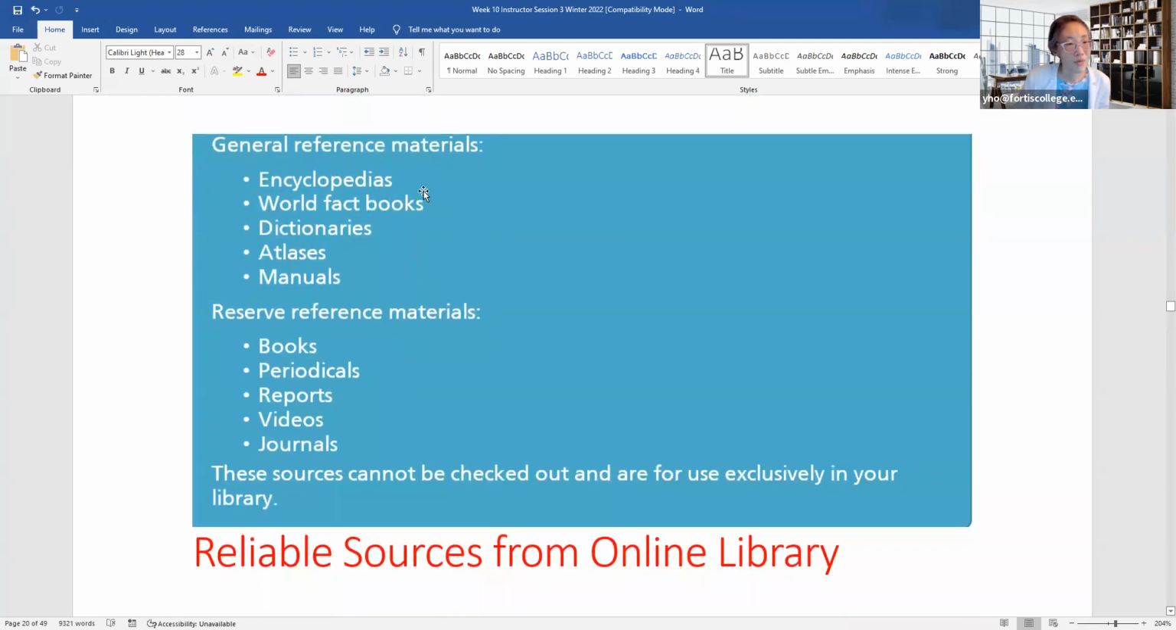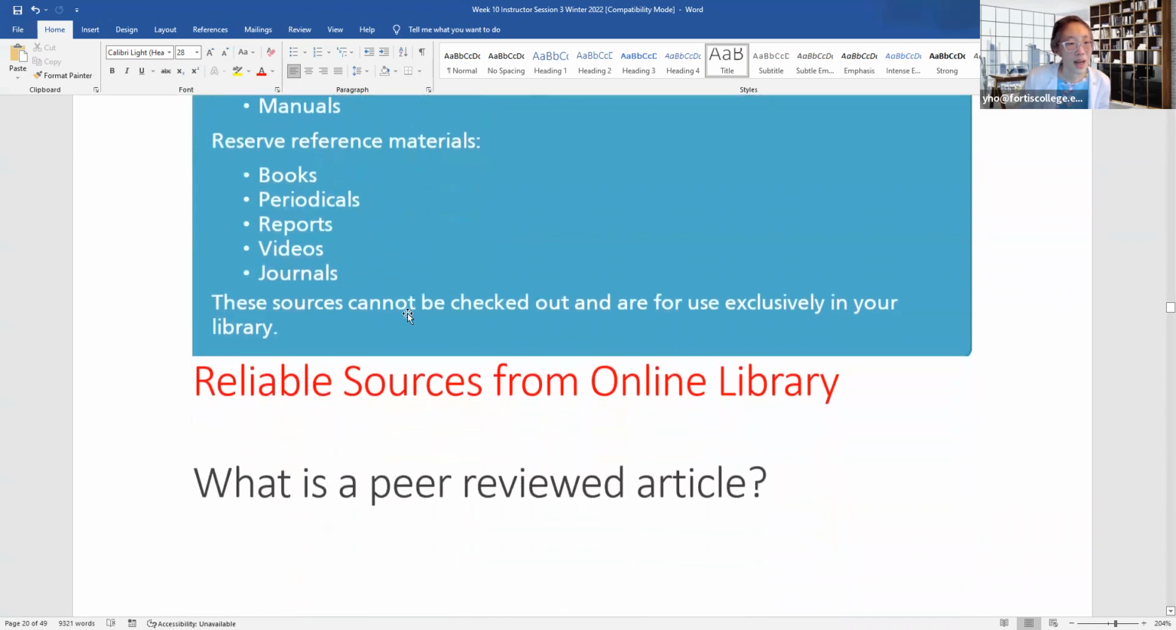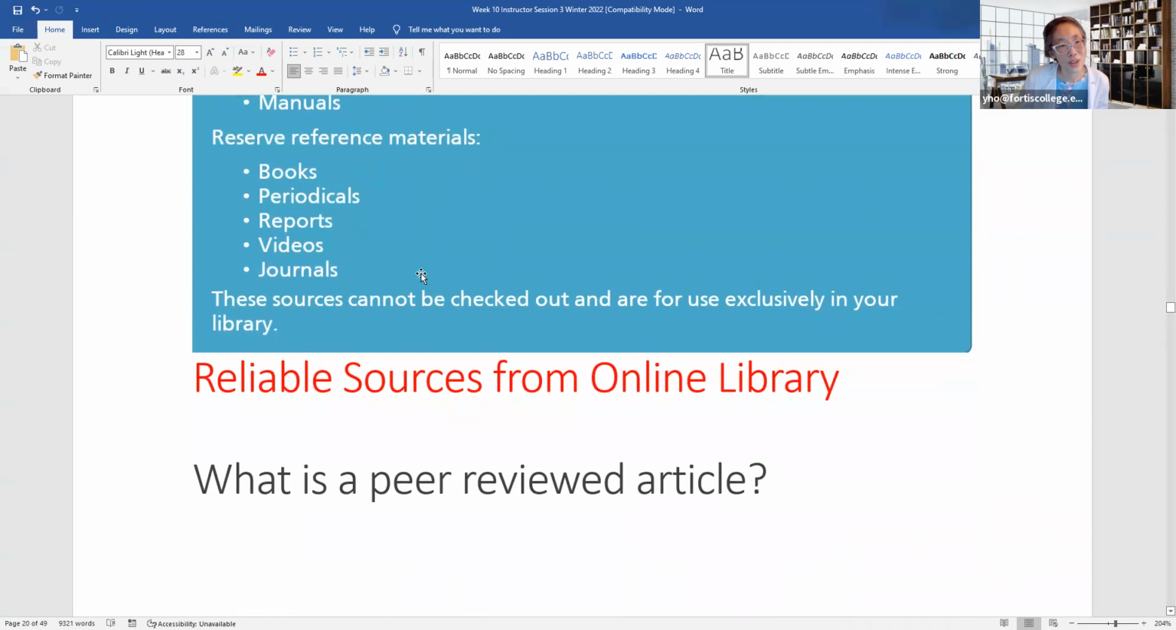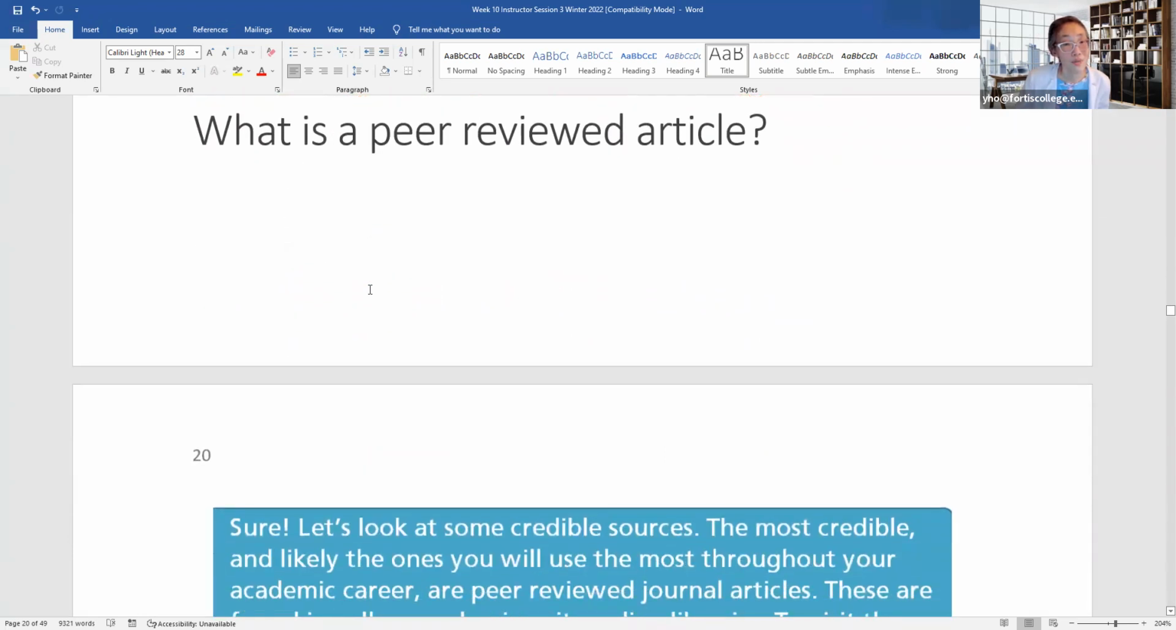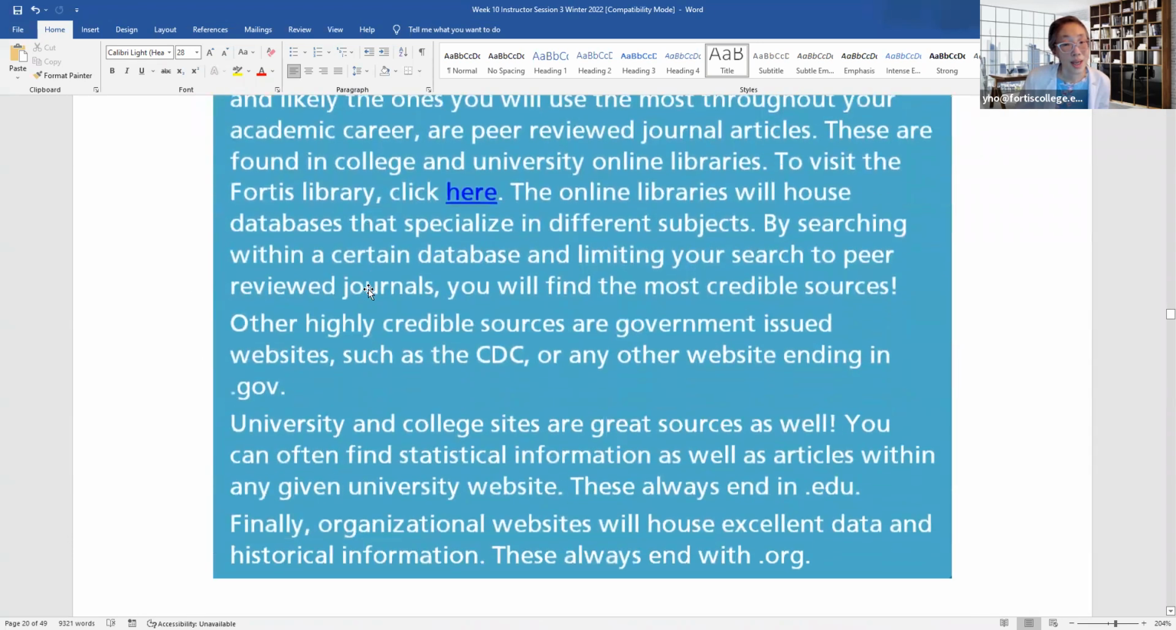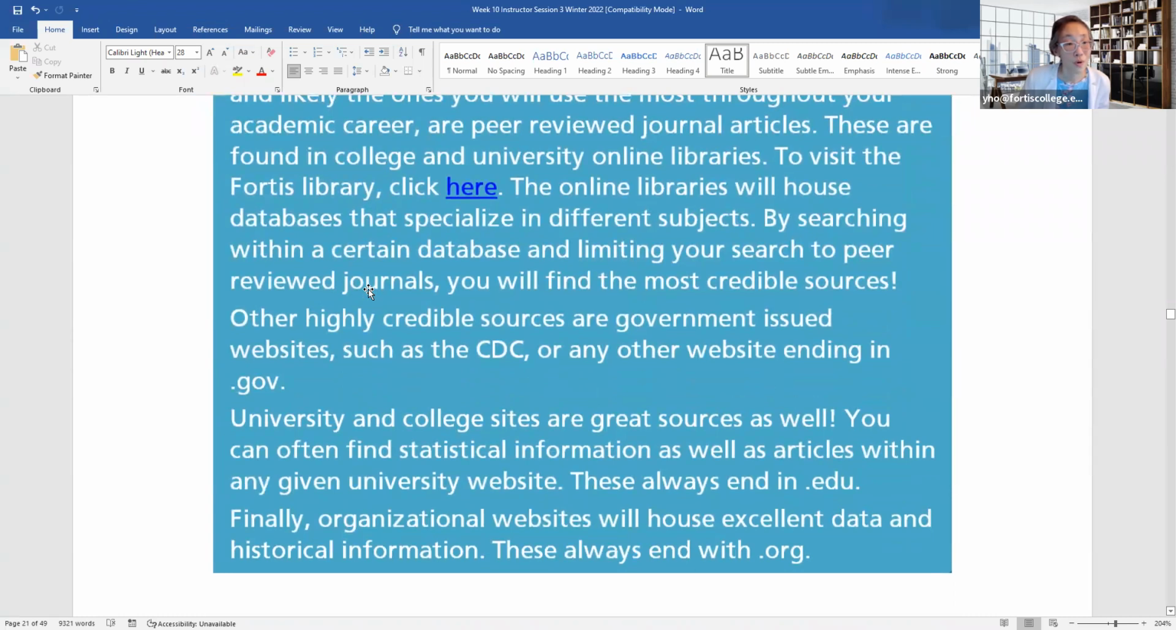And then you have general reference materials, which are also credible. You've got encyclopedias, not Wikipedia, world fact books, dictionaries, atlases, and manuals. And obviously, to answer your question, books, periodicals, reports, videos, and journals. These are also considered reliable sources. The most reliable source, obviously, is a peer-reviewed source, and a peer-reviewed source is found in your Fortis library.